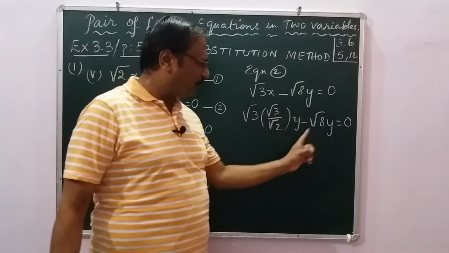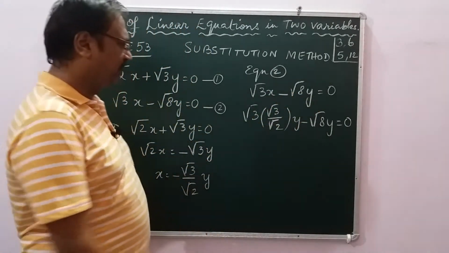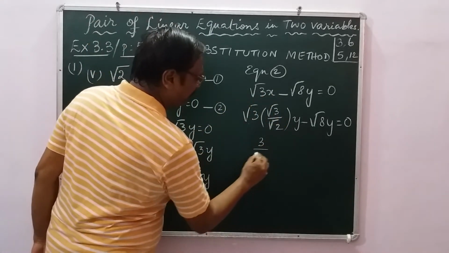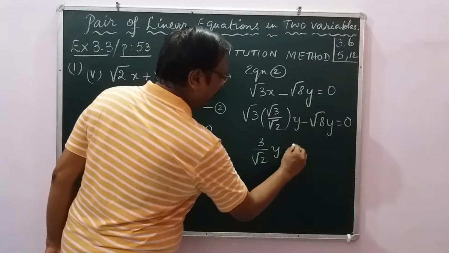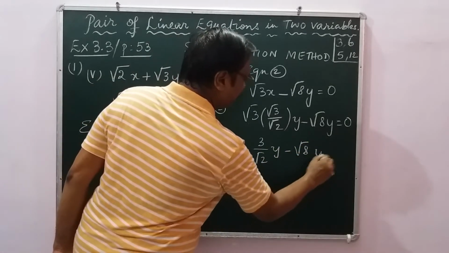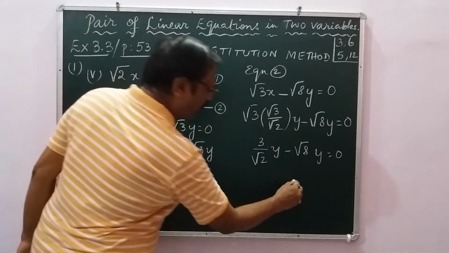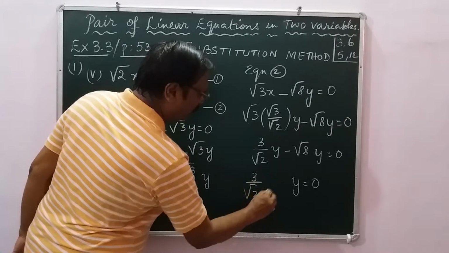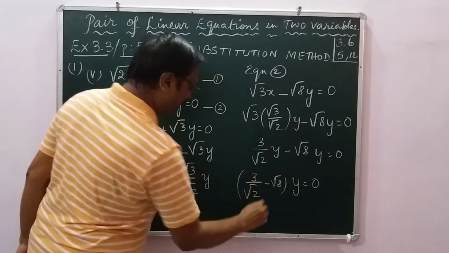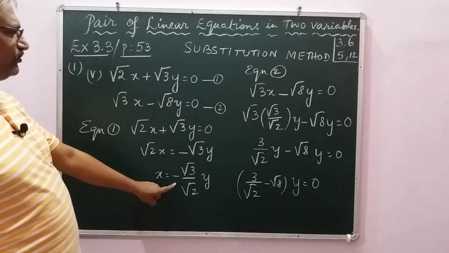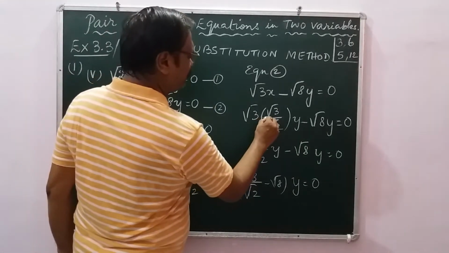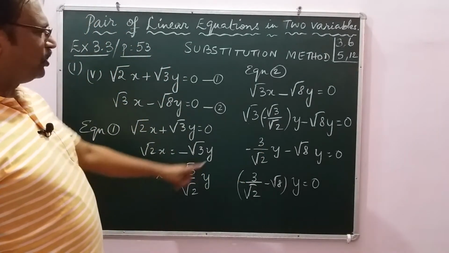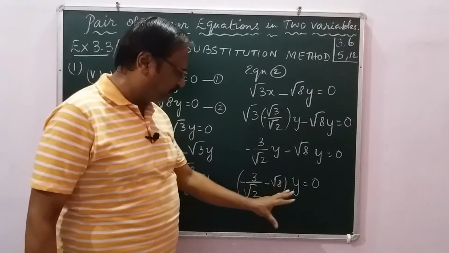I have both the terms in y, then only I can solve it. Okay. Root 3 into root 3 is 3. So, 3 divided by root 2 y minus root 8 y is equal to 0. Y is common. So, root 3 upon root 2 minus root 8, the whole bracket, you close it. Let me check it carefully. I think I have not taken the negative sign here. There is a negative sign here. There is a negative sign here. Okay. Otherwise the values I have substituted are right.